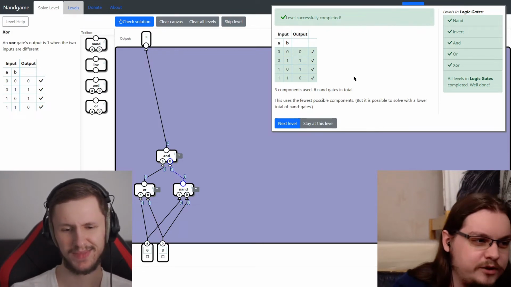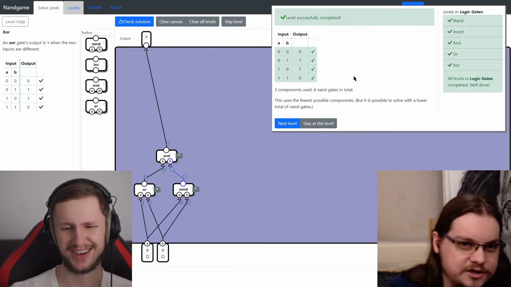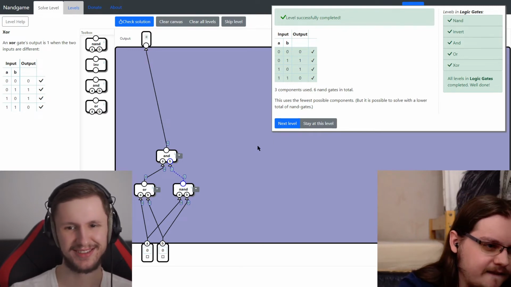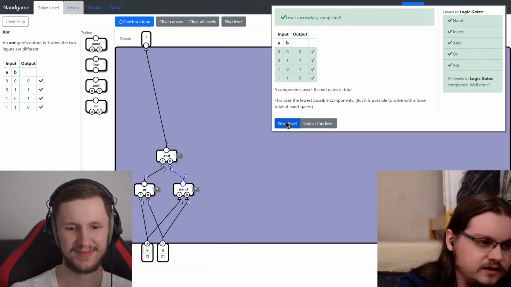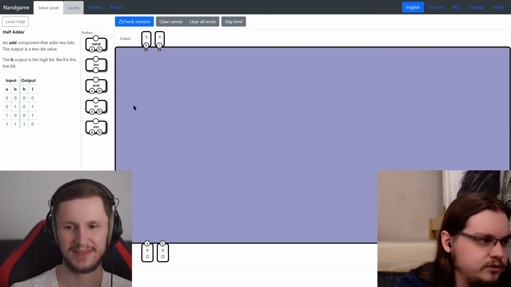So do we want to try to figure out how to do it with fewer NANDs, or do we just accept it? I don't think so. Nah. We'll just accept it. I'm pretty sure this is how you would build it. I think it's literally how we learned in college. Like, this is how you would build it. It's also the most intuitive way to do it.